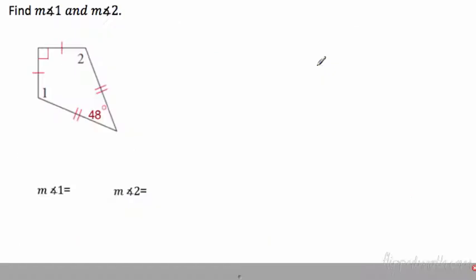Next question. Find the measure of angle 1 and the measure of angle 2. Try this one all by yourself. Pause the video. Go!